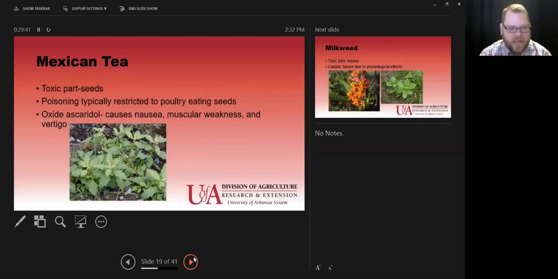Our next weed is Mexican tea, and one that we don't really think about a lot. I think it's a weed that we see a lot around our area, but we don't know what it's called because it seems to have been fairly new in our area. Good news is that our larger livestock aren't really a concern here. The seeds are the toxic part, and they're fairly small seeds. And so we're really kind of restricted to poultry.